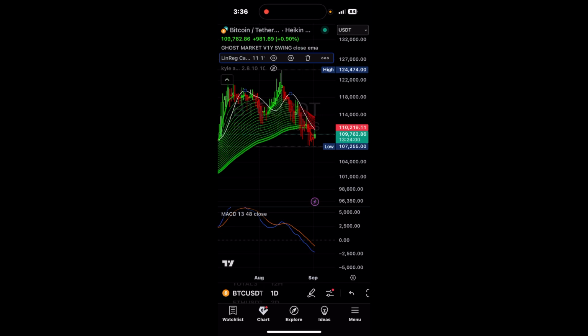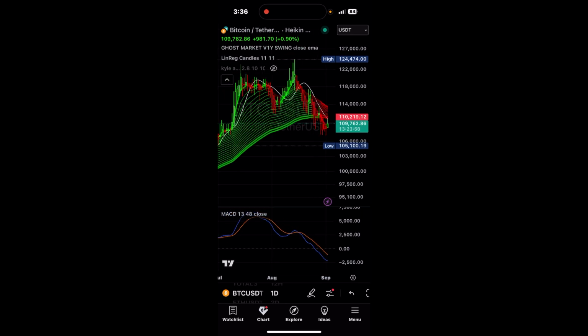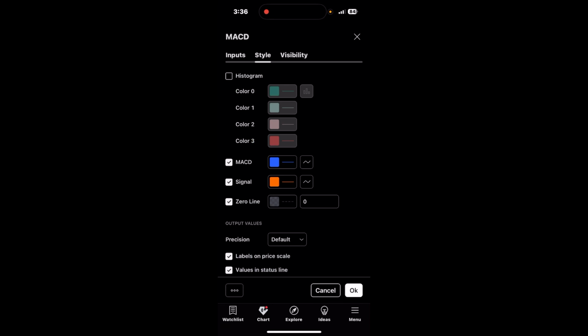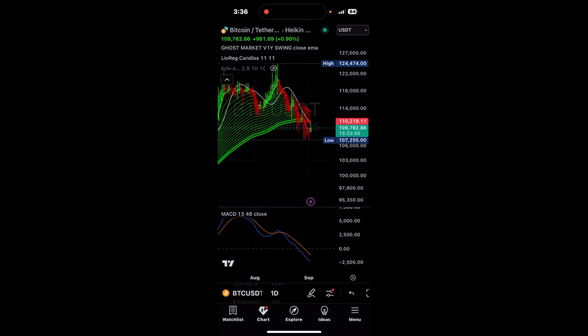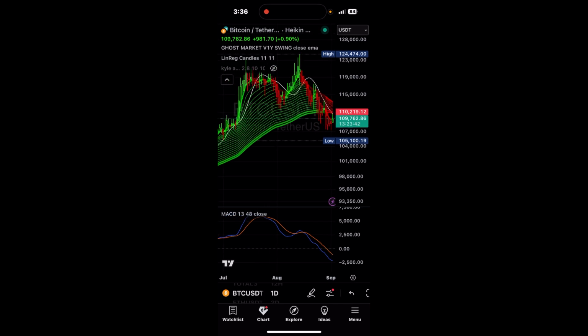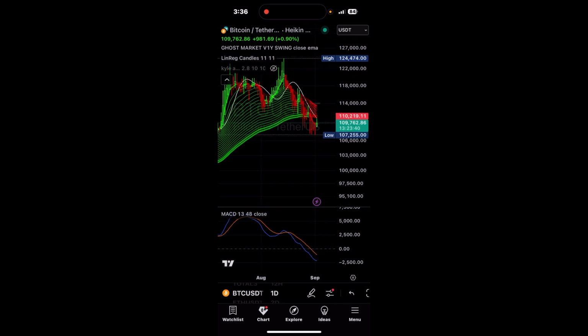So you add those two together, and then you have MACD. With MACD, I check off the histogram, and I change my inputs to 13 and 48. So those are the settings. So basically what you want to do is look at your daily.